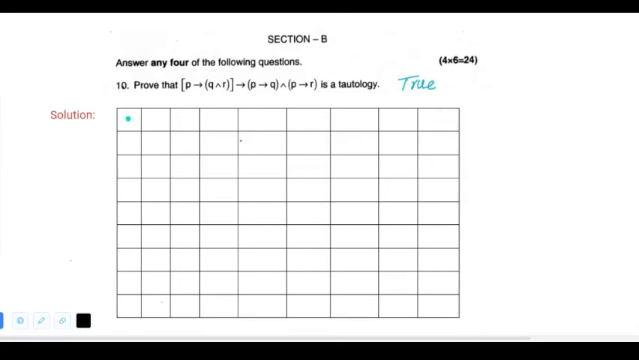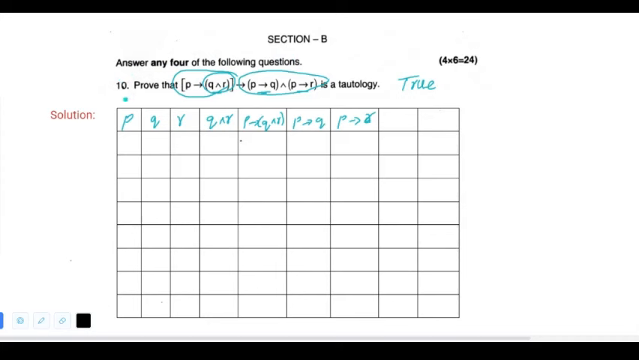So we have here P, Q, R. Then we have the first bracket, you will be going with the first bracket. It is P and R. Then we have to take overall P implies Q and R. Then you'll go for the second bracket, that is P implies Q. Then the next one, P implies Q, P implies R. Then you will take both together with AND.